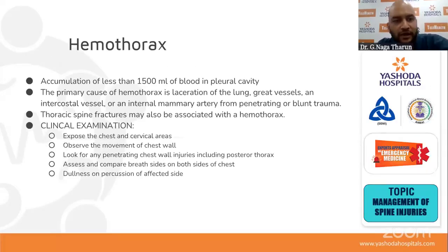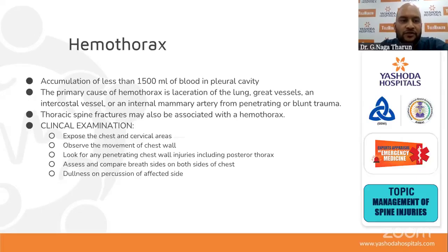Coming to the next topic, hemothorax. Hemothorax is the accumulation of blood, less than 1500 ml, in the pleural cavity. The primary cause of hemothorax is laceration of the lung, great vessels, an intercostal vessel, or an internal mammary artery from penetrating or blunt trauma. Thoracic spine injuries may also be associated with hemothorax.